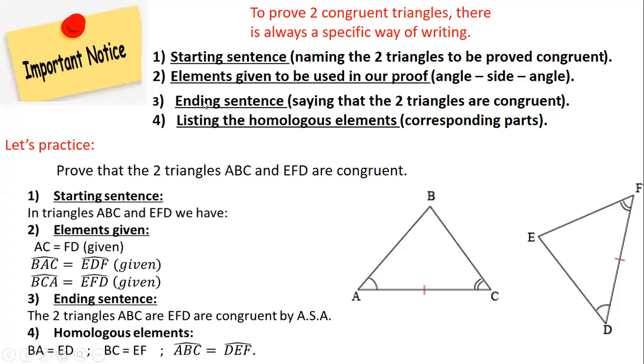Now, step number 3, I should write the ending sentence. In the ending sentence, we always say that the two triangles that we named here, ABC and EFD, are congruent by ASA.